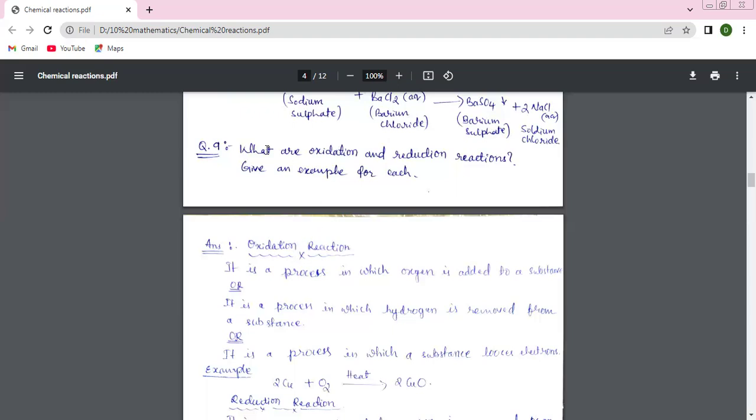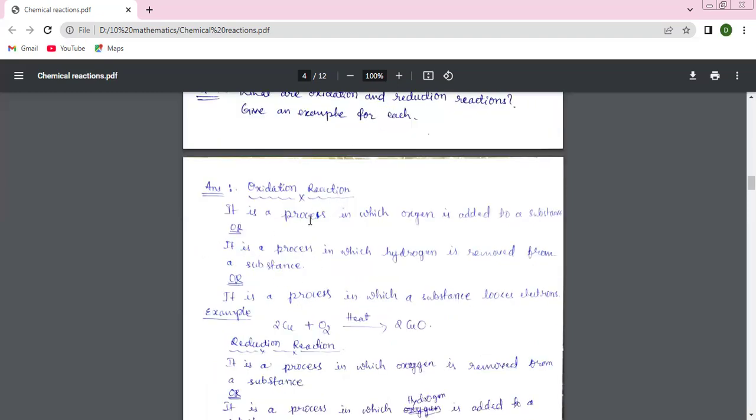Next question. What are oxidation and reduction reactions? Give an example for each. So first we'll see what is the oxidation reaction. Oxidation reaction means it is a process in which oxygen is added to a substance, or hydrogen is removed from a substance, or a substance loses electrons. So in three ways we can define this one.